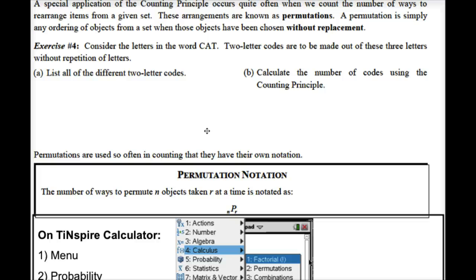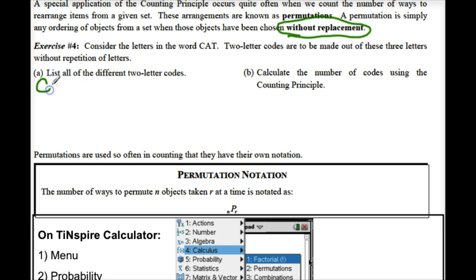So permutation has to do with the order of objects, and this is extremely important, ordering of objects without replacement. So permutation has to do with without replacement. It says, consider the word CAT, 2-letter codes that are made out of these letters without replacement. So I want to have CAT, and I want to see what 2-letter codes I can make.